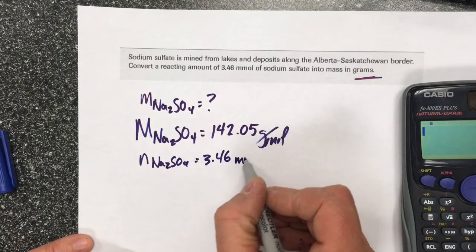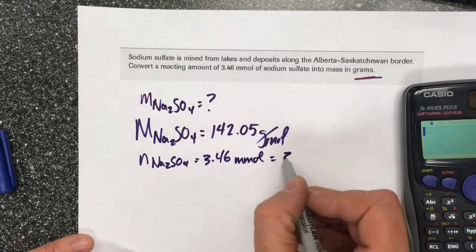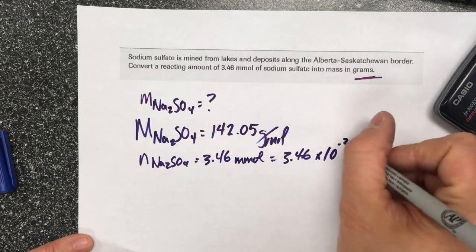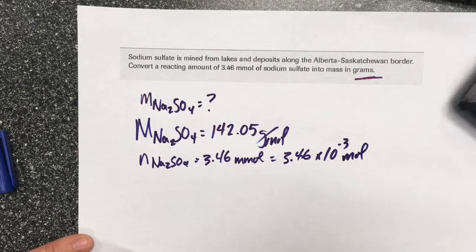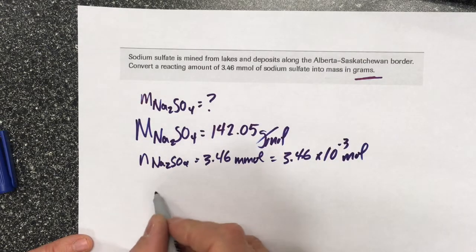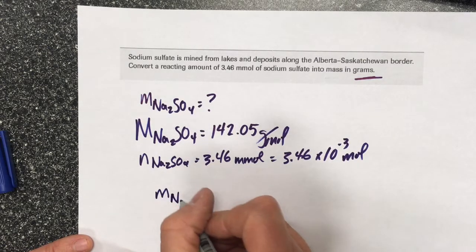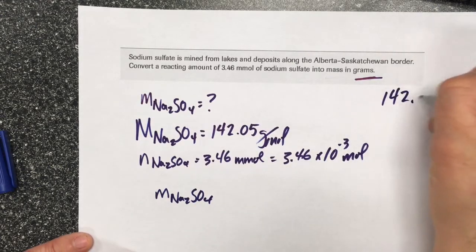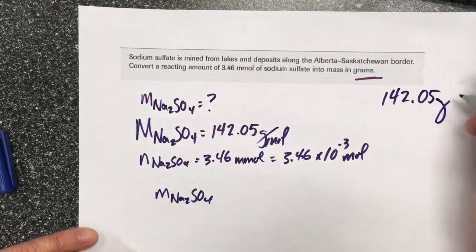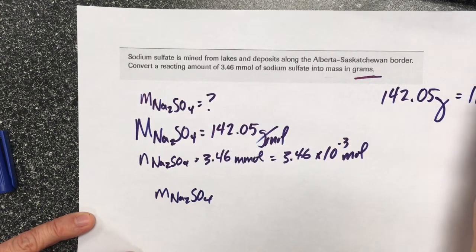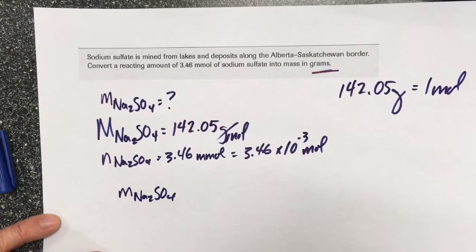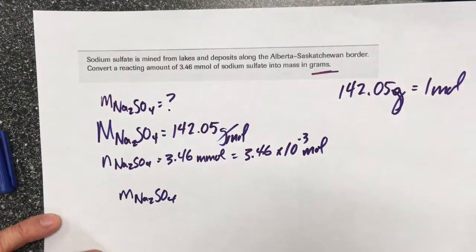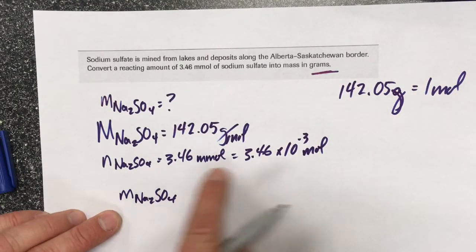And they tell you that the number of moles of sodium sulfate is 3.46 millimole. Well, that's the same as 3.46 times 10 to the negative 3 mole. So we can use a conversion factor to find the mass of sodium sulfate because 142.05 grams of sodium sulfate equals 1 mole.